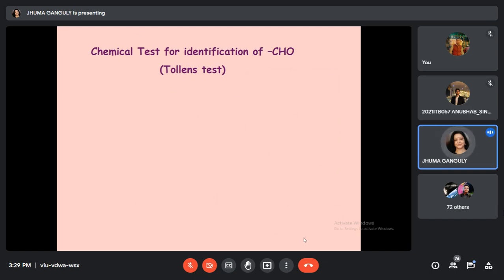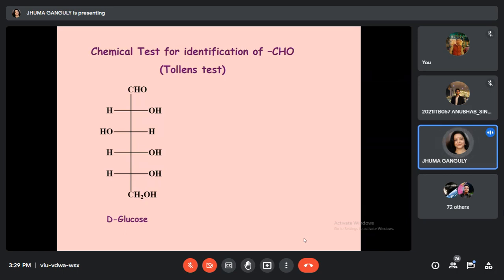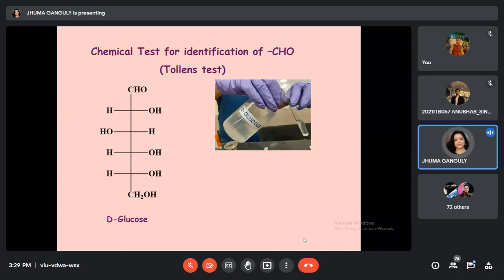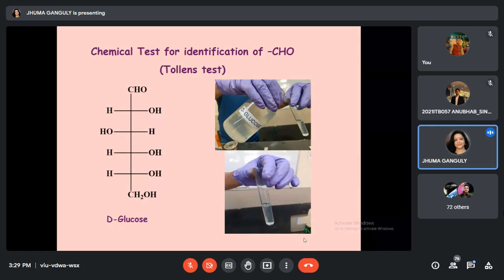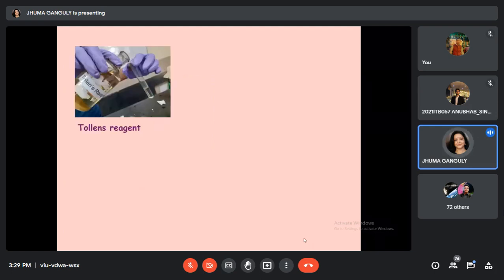But the next test we will go for is the detection of only aldehyde, popularly known as the Tollens test. So we will take simple glucose. Glucose in water, you can take ethanol in this water. Sometimes in a mixture of ethanol and water, and then Tollens reagent. How will we prepare Tollens reagent? What is the composition?